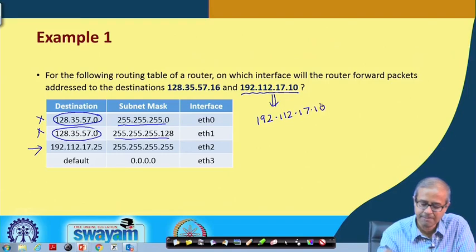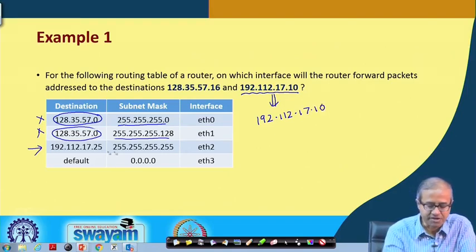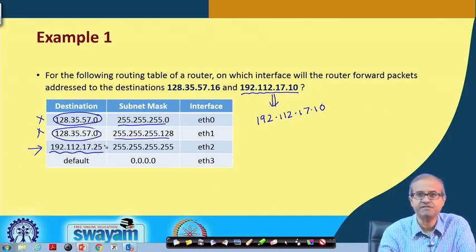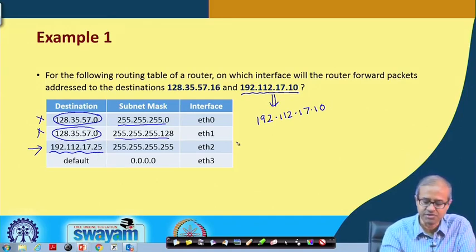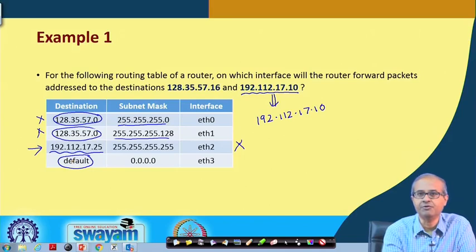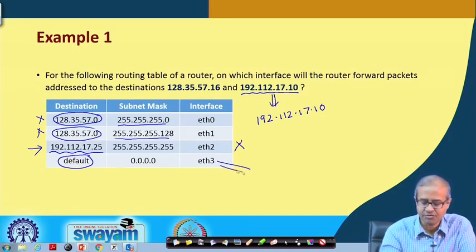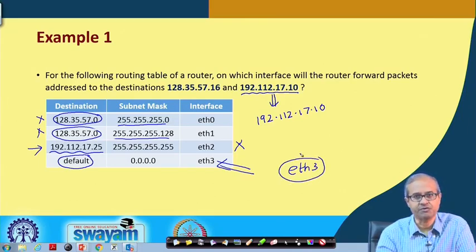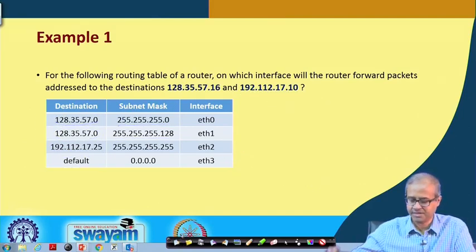192.112.17.10. So, now if you compare it with this destination address, it is not matching, here this 25, here this 10. So, here also there is no match. So, in that case you will have to take the default route, and this packet will be forwarded to ETH3. This is how this packet forwarding will take place, right. Okay.